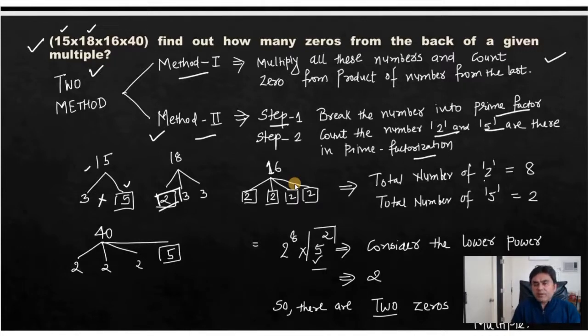If we count the number of 2's and the number of 5's, the number of 2's is 1, 2, 3, 4, 5, 6, 7 and 8. So the number of 2's is 8. The number of 5's is 2: here is 1 and here is 1 more, so the number of 5's is 2. So we have 2 to the power 8 and 5 to the power 2. Ignore the base and check the power value. Wherever there is the lower power, here 5 to the power 2, so 2, it means in this particular multiple there are 2 zeros.